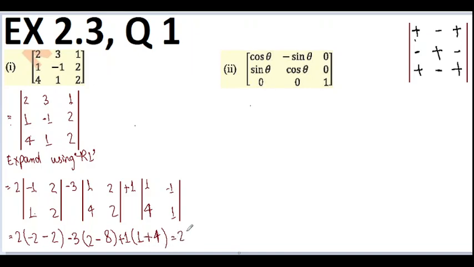It is equal to 2 into minus 2 into minus 2 gives us minus 4. So minus 4 here, then minus 3 into 2 minus 8 gives us minus 6, plus 1 into 1 plus 4 gives us 5. 2 into minus 4 is minus 8. Minus 3 into minus 6 gives us plus 18 and plus 5. And we get minus 8 plus 5 gives us minus 3, and 18 minus 3 gives us 15. So this is your answer for part number 1. This is the determinant of this part matrix.